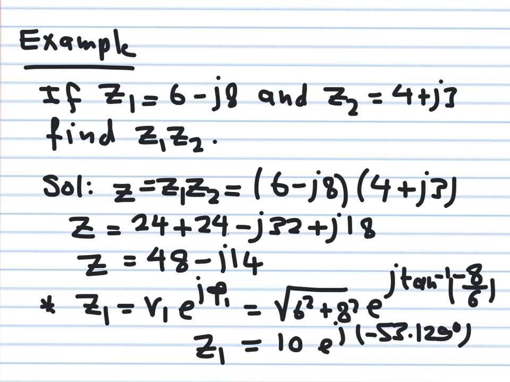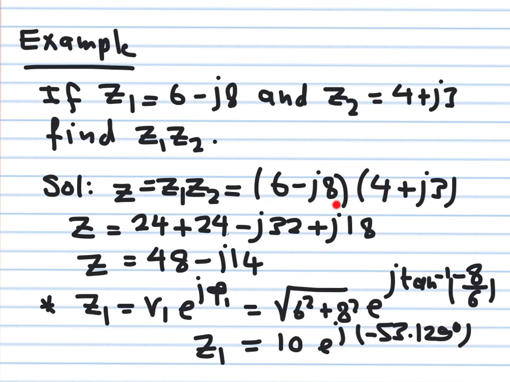So we have here two complex numbers. z1 is 6 minus j8 and z2 is 4 plus j3. We'd like to find z1 z2, and we'll find it using the rectangular form, and then using the polar form. Okay, using the rectangular form, you multiply 6 minus j8 by 4 plus j3.